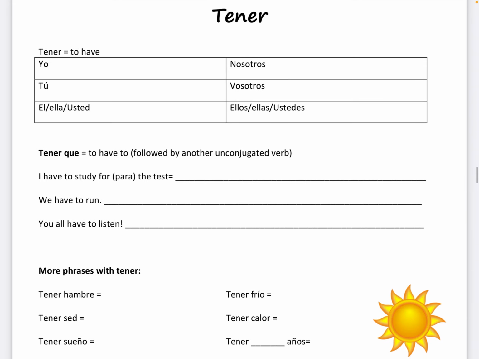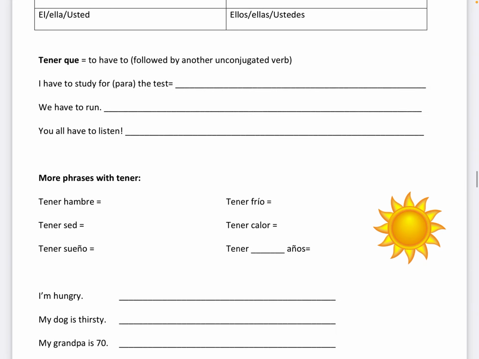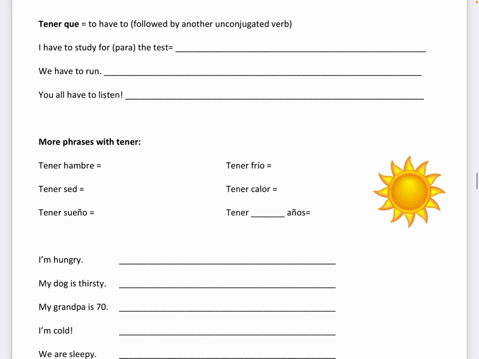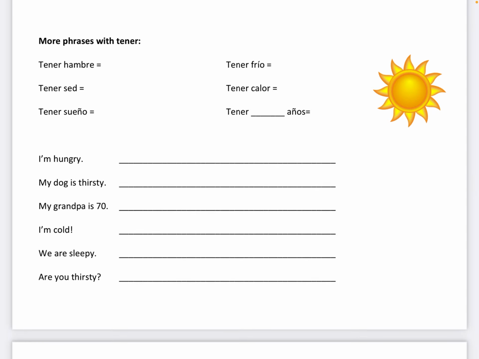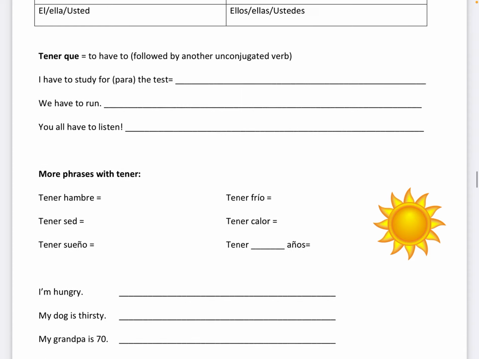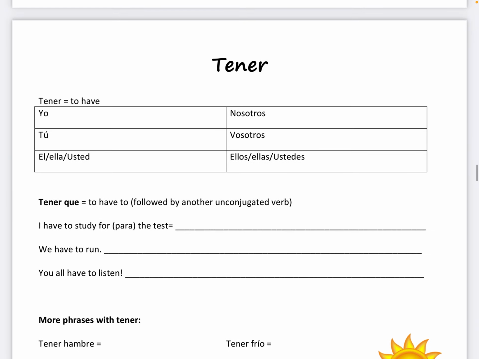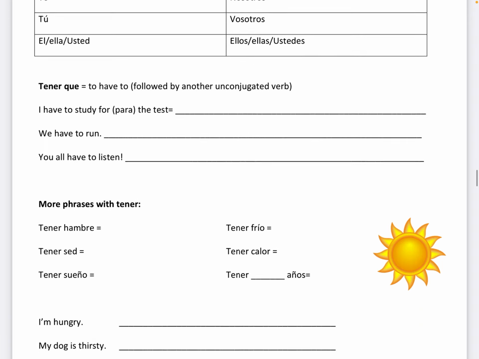You're definitely going to fill in the chart here, and I'll look at it a second on the PowerPoint. This is talking about tener que, to have to, followed by another conjugated or an infinitive verb, and it wants you to write down some examples. Then it has more phrases with tener, also known as tener idioms, listed at the bottom of the page. This is extremely short in comparison to the PowerPoint. The PowerPoint is a really big reference for when I introduce tener to my Spanish 1 students, so we'll walk through that in a minute.